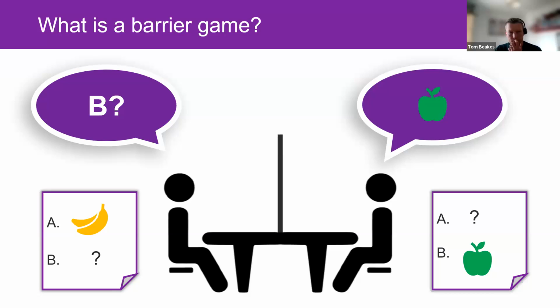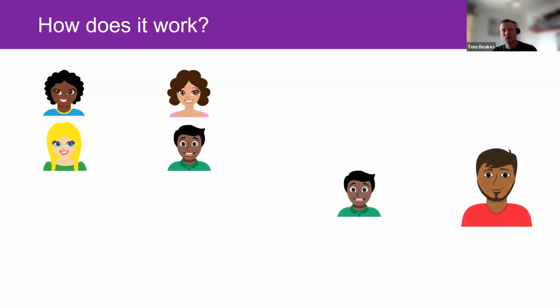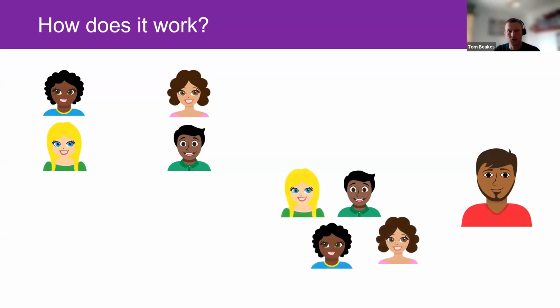So in this case, the example on the screen, the task is to complete missing information so that both participants end up with the same information. But there are other variations as well that we'll come on to. Barrier games can be played by two learners, two pairs of learners, an adult and a learner, or a group of learners, or even two groups of learners. And we'll talk more about specific examples later in the webinar.